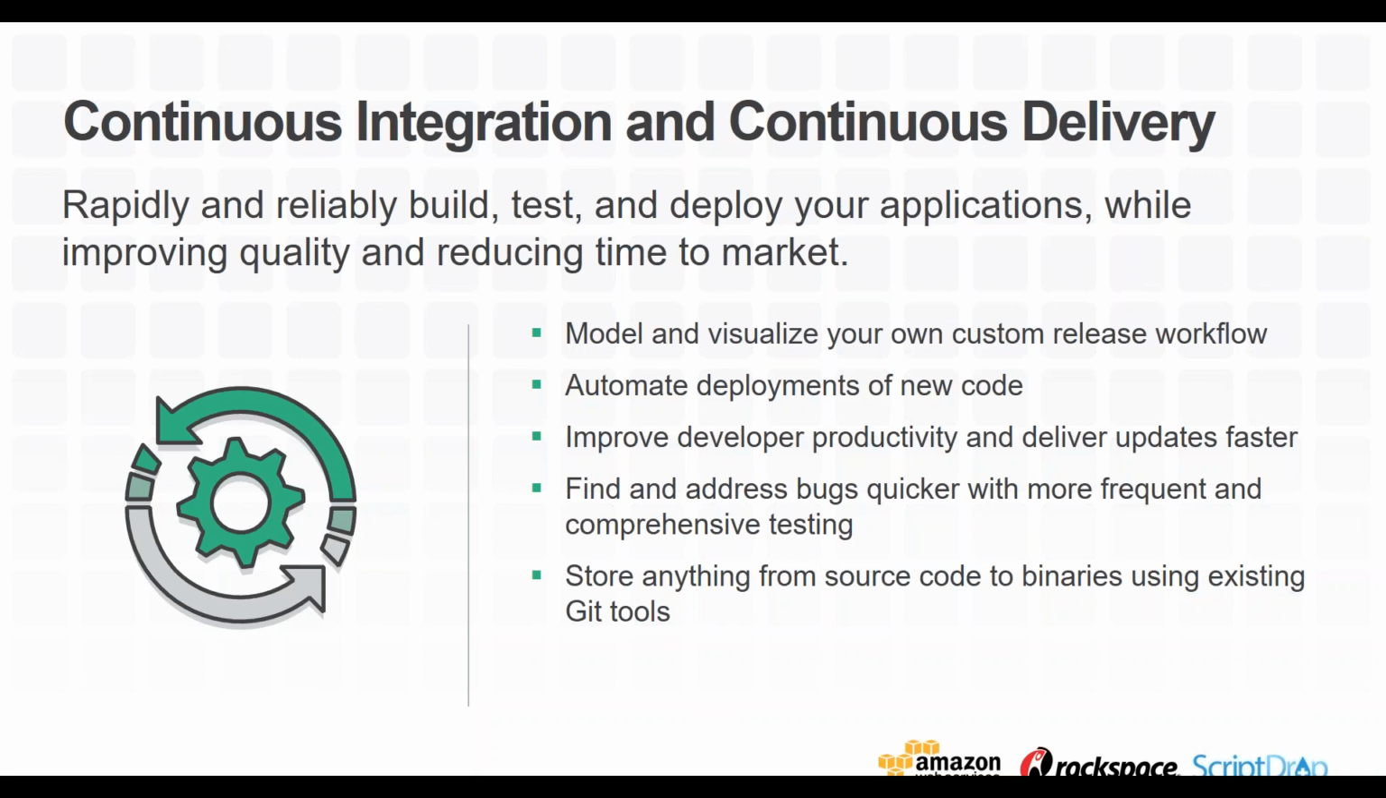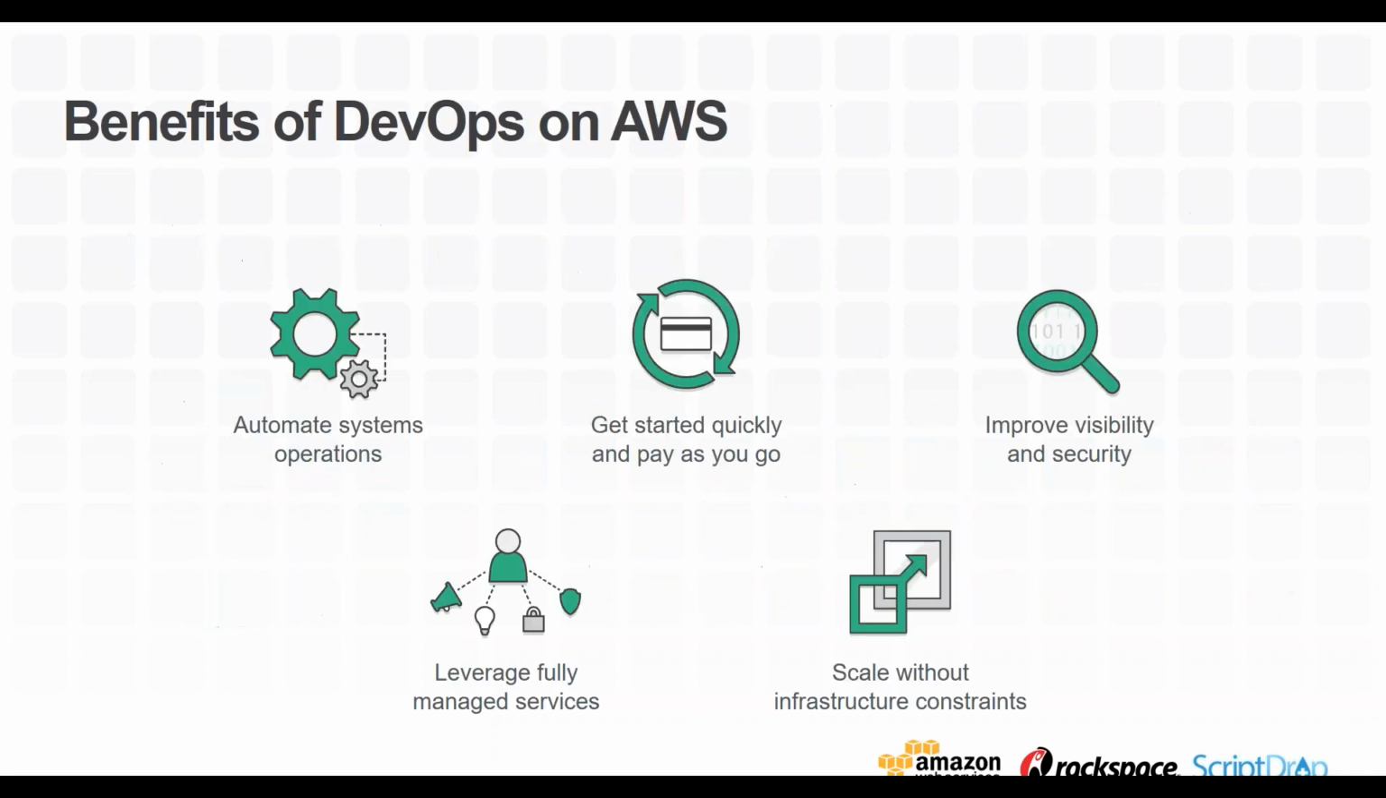So in general, what are the benefits of DevOps on AWS? First, you can automate systems operation. You can get started quickly and pay as you go by using our tools or your own. You can improve visibility and security into the performance of your applications and the ability to update them quickly in response to difficulties. You can leverage fully managed services to do it all, and you can scale without infrastructure constraints.